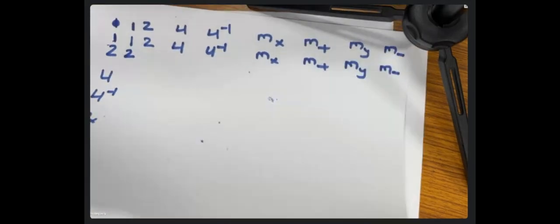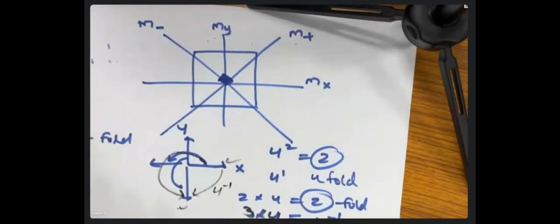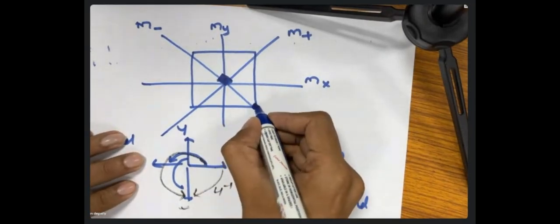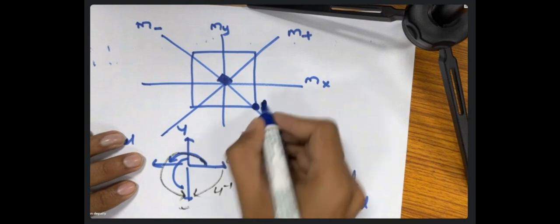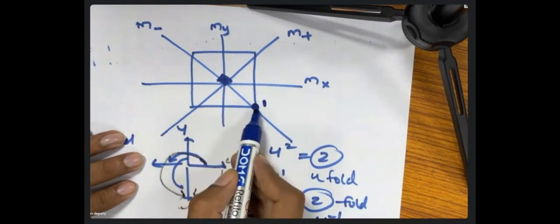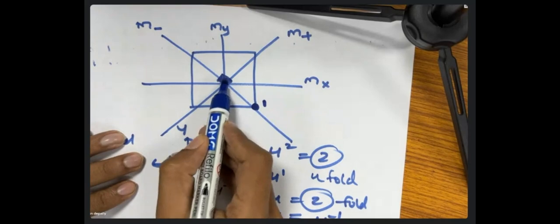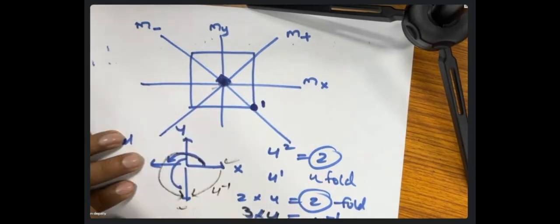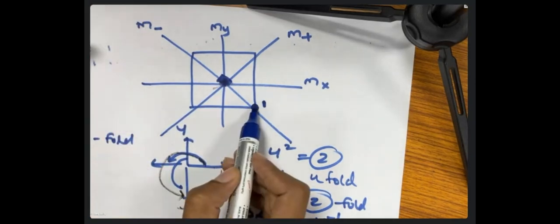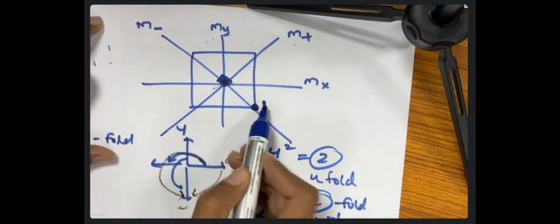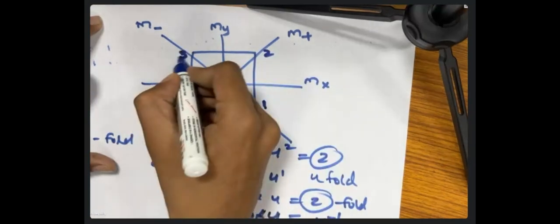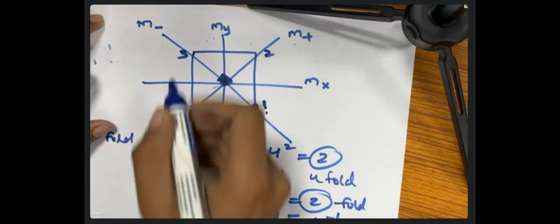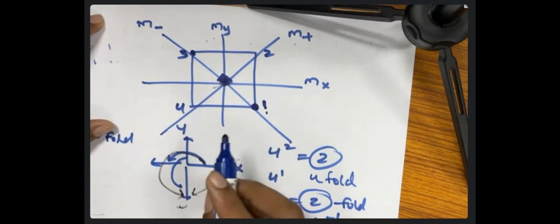So let's get back to this particular image. Consider a particular point. Let us say this is our particular point, point 1. Apply twofold to this particular point about this axis. We are applying the twofold. It will come from this particular point. Let me write 2, 3. 1 will get to point 3. So this is what we will get after one particular twofold.